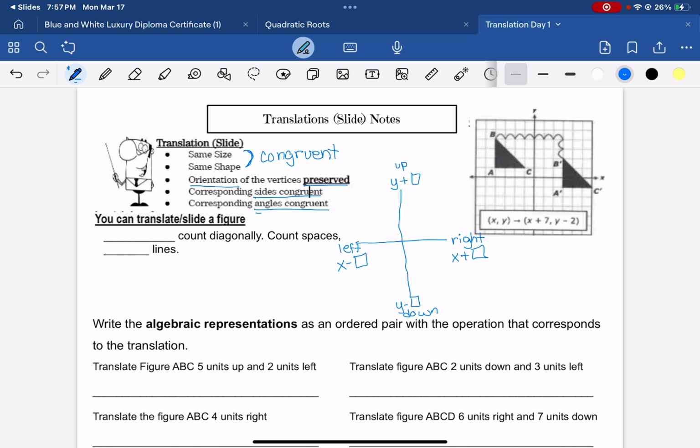Okay. Now, again, when you slide something, you're never going to slide it on a diagonal, so don't count diagonal spaces because we're not going to count those. Count spaces, not lines. Okay, now we're not turning it, we're not flipping it, we're just sliding it. So not flipping or turning.